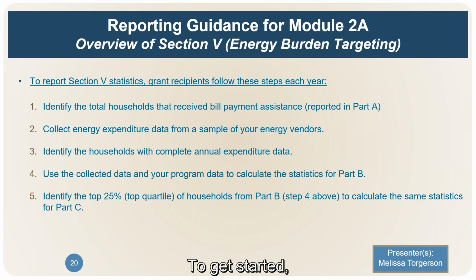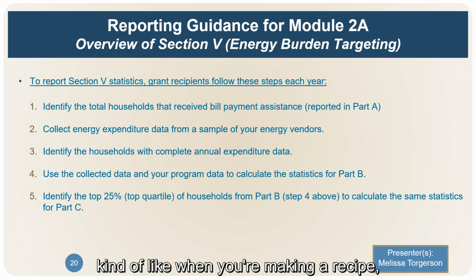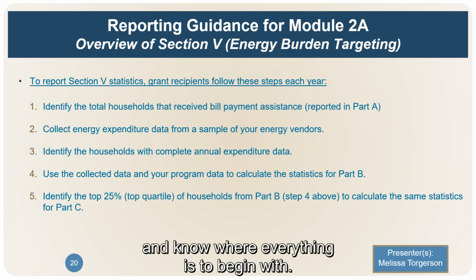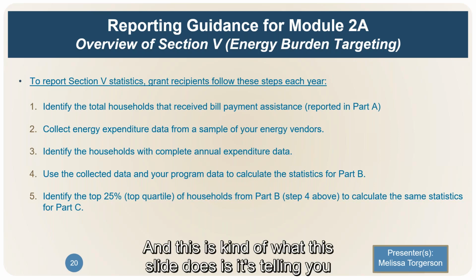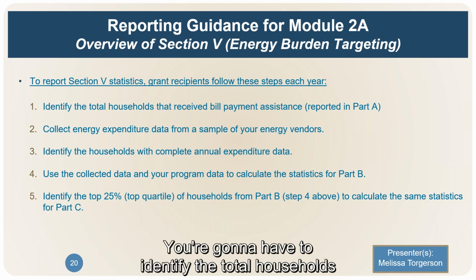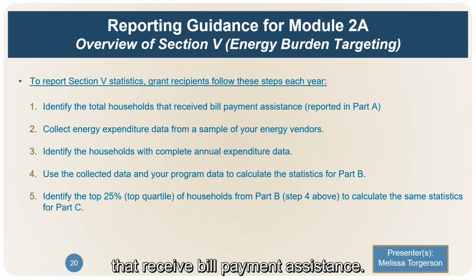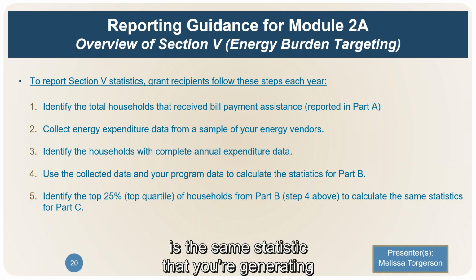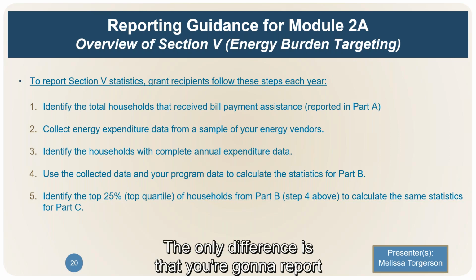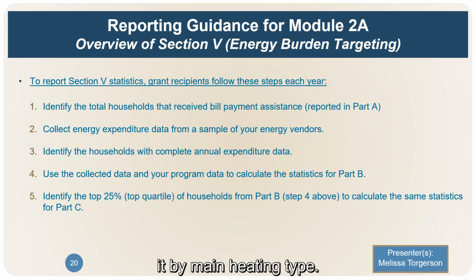To get started, kind of like when you're making a recipe, it's best to have everything laid out and know where everything is to begin with. This is what this slide does. It's telling you all the steps that you're going to have to take. You're going to have to identify the total households that receive bill payment assistance. And this, as you'll see, is the same statistic that you're generating for your household report, the bill payment assistance line. The only difference is that you're going to report it by main heating type.